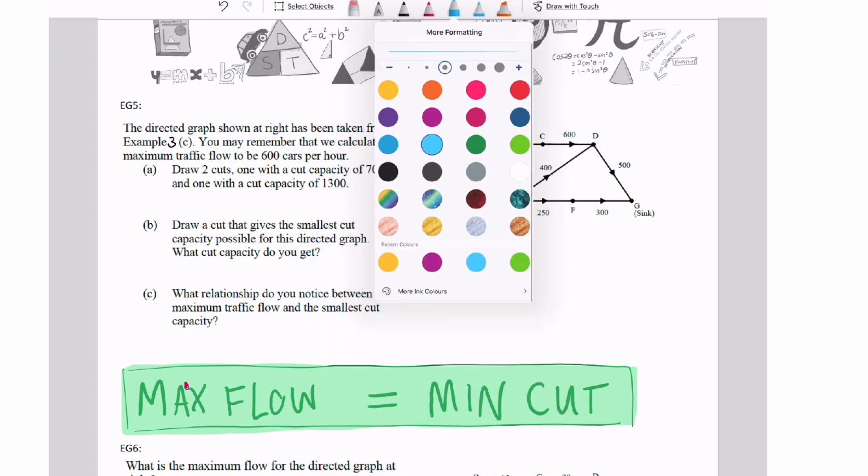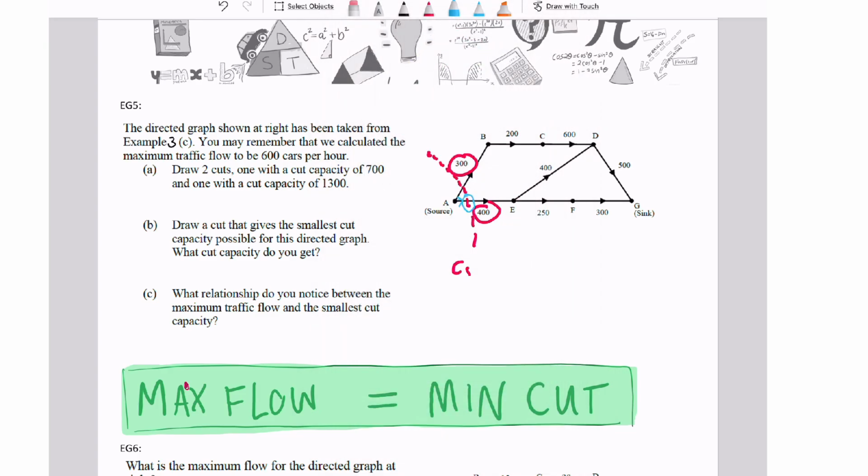Okay, cut 2, 1300. All right, what about if I went like this? Okay, let's check. This one's 300. It would be passing through, the arrow's going the right way. This one's 400, that makes 700. It's passing through the car, going the right way. And the last one's 600, that would make 1300. And yes, the arrow's passing through, so I would call that cut 2.